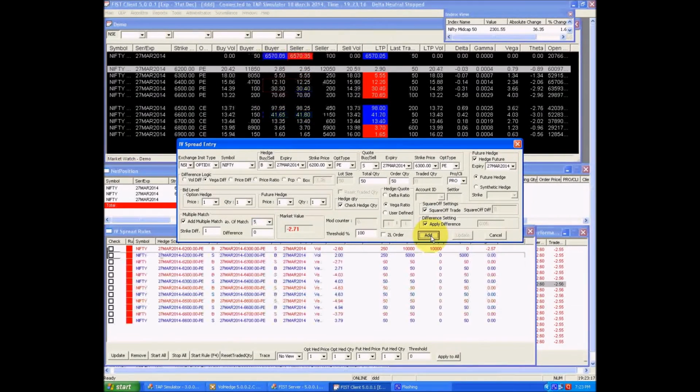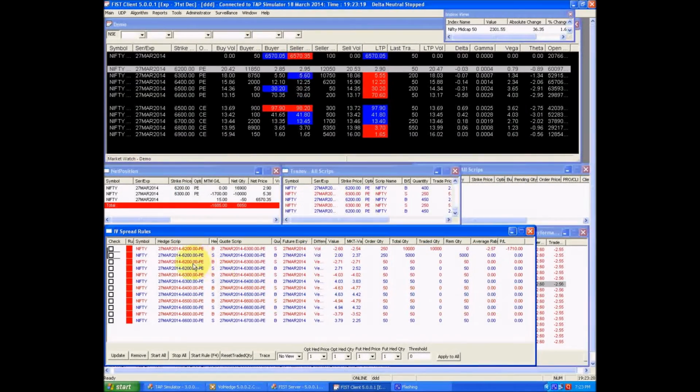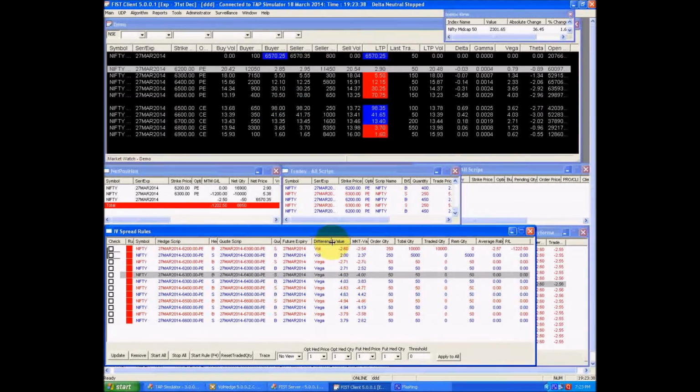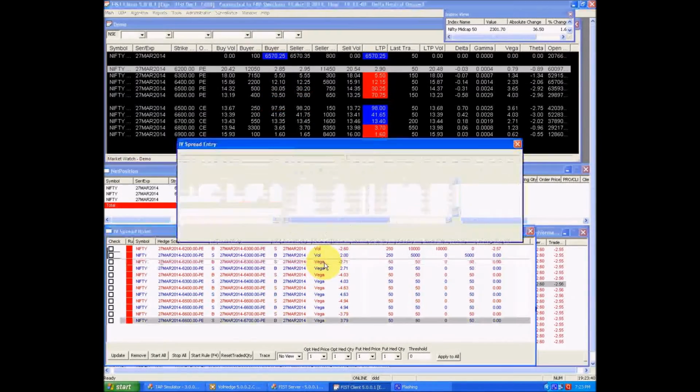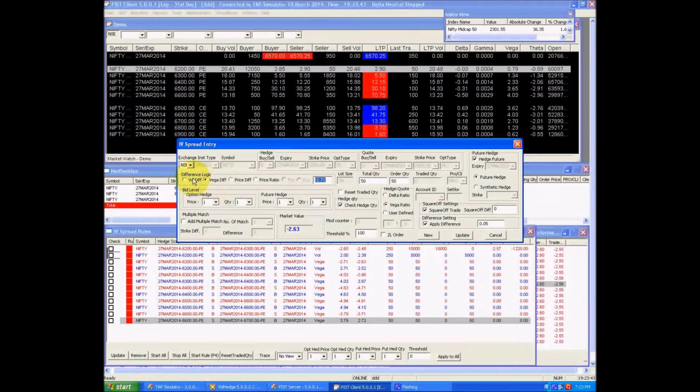the square of rules. By pressing this add button, you can see the following rules come: 62 63, 63 64, square of 63 64, 64 65, 65 66, 66 67 and square of 66 67. Buy as well as sell rules. The differential logic is Vega, which has been selected.